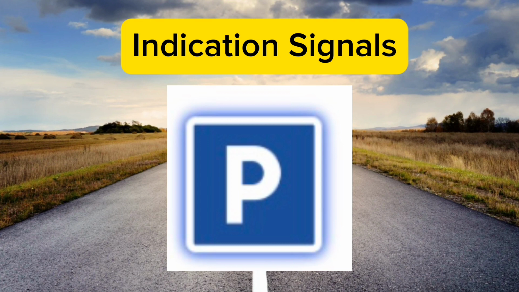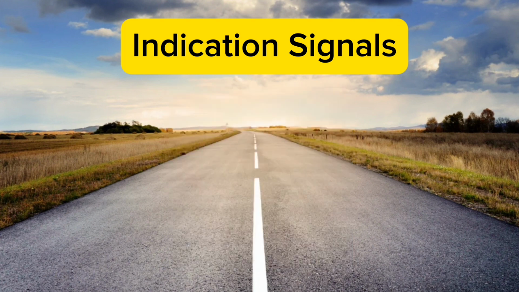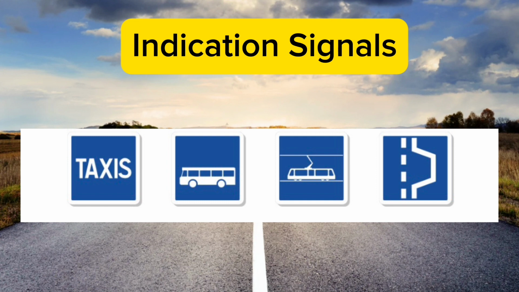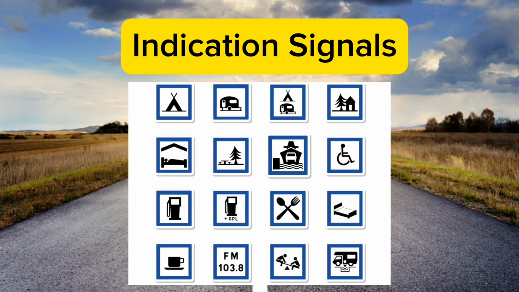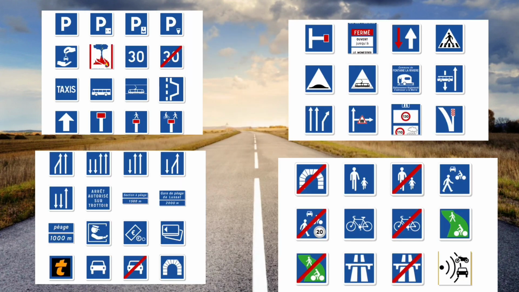Indication signals. They are placed close to what they indicate. However, they can be implanted remotely if they are completed by a sign. They are square or rectangular in shape. They have a blue background. They give a useful indication for driving a vehicle. Another form has a white background with a blue border. They give information on the presence or proximity of services or facilities that may be useful to users. The following are the examples of the indication signals.